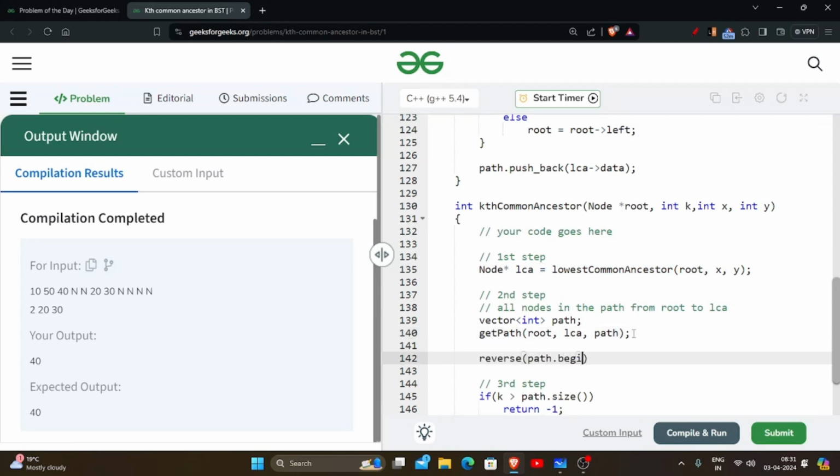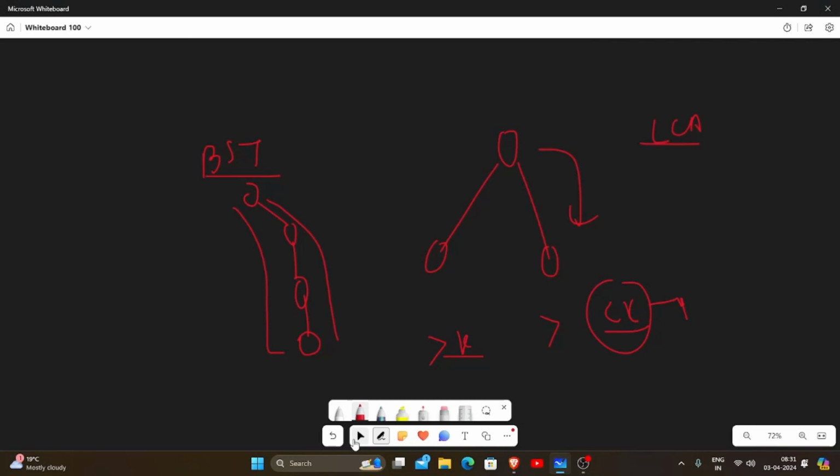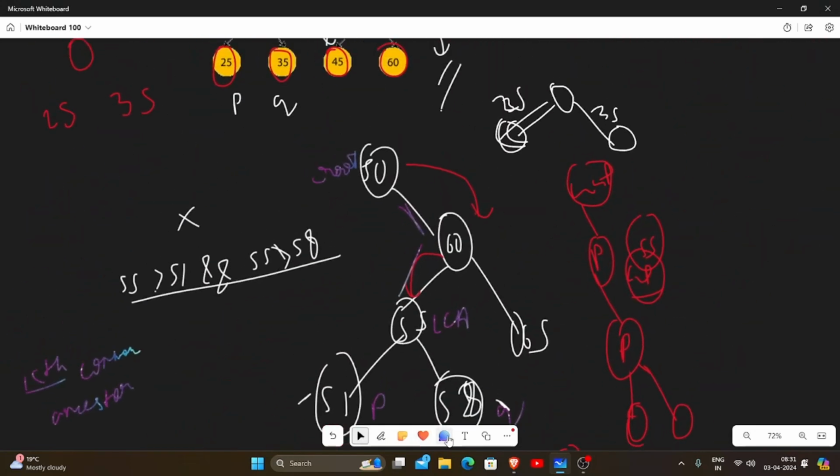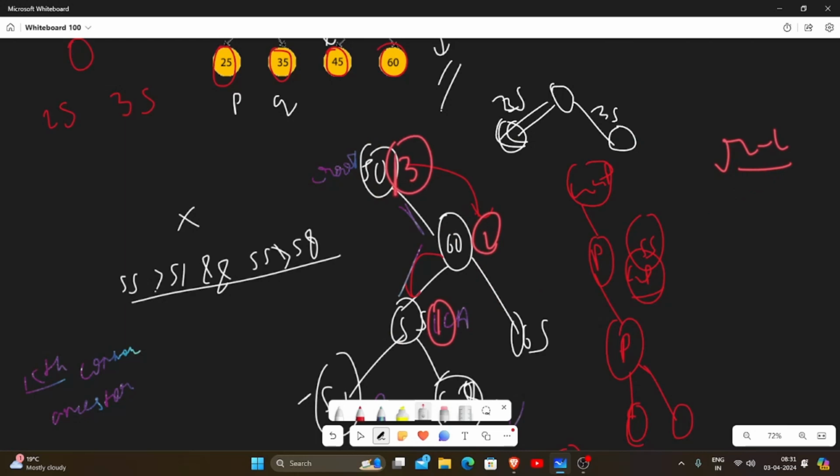And why am I reversing? That makes my job easy, because when I take the path from root to LCA, the nodes would be in this fashion, from root to LCA. But the LCA is the first node here, second is this, third is this. And I need to return the kth one. So first, second, and kth will be in this order.